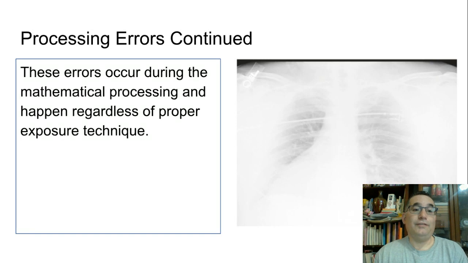Here's an extreme example, right? Again, these errors can occur even if the actual technique, like kV, mA, and time, are appropriate. Procedural algorithms can cause some drastic results to occur.